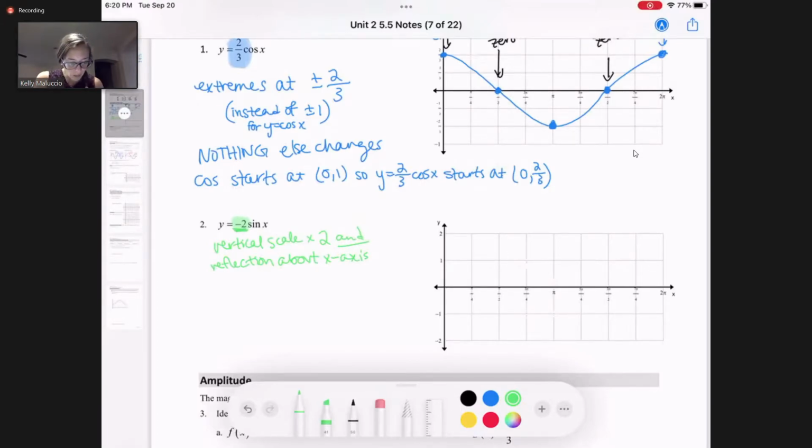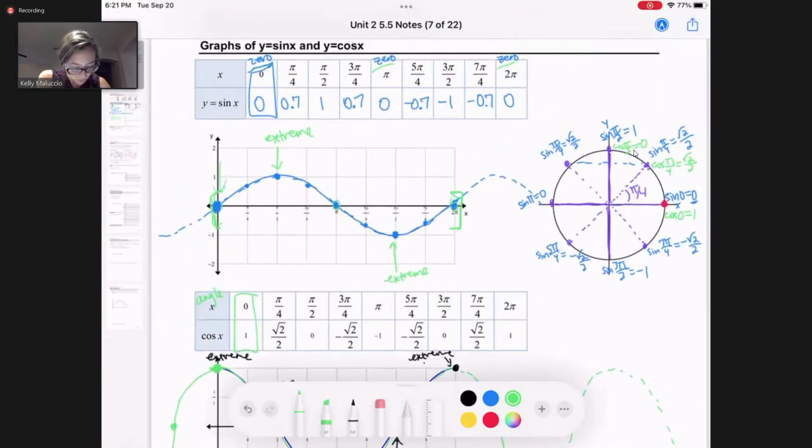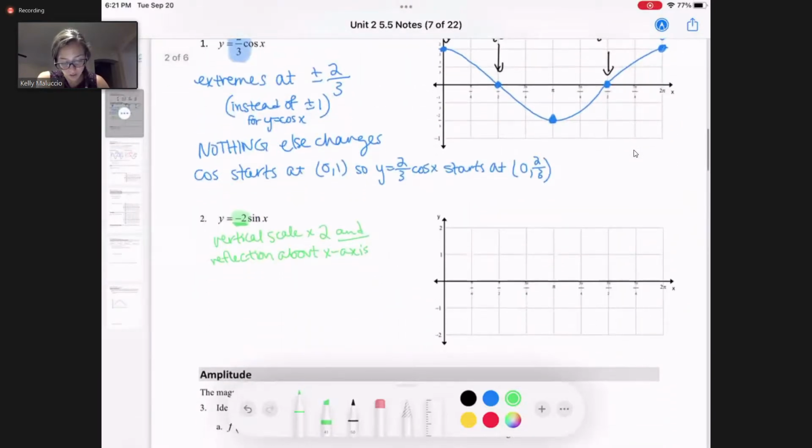So here again, our zeros, let's look up at sine again. Our zeros were here, 0, 0, and 0. So my zeros are at 0, pi, and 2 pi. That will not change. So I can just go 0, pi, and 2 pi. Okay, so I've already got 3 points.